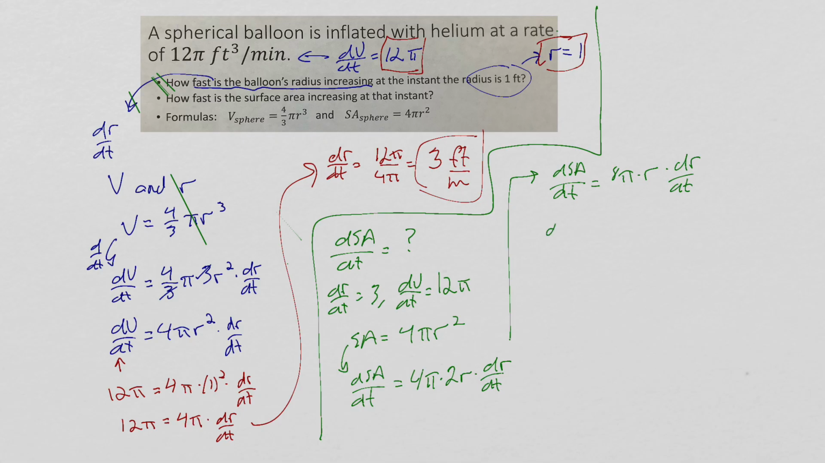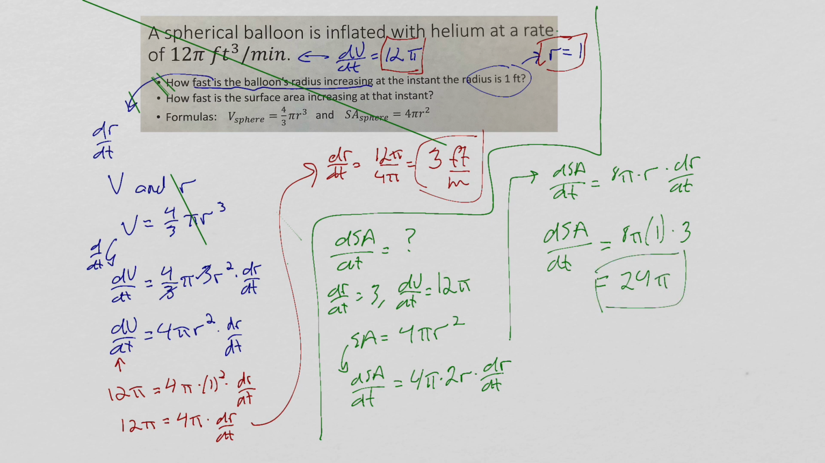So we write dSA over dt equals 8 times pi times the radius, which is 1, times the dr dt, which is 3. I simplify that out, and that gives me 24 pi, and that's my answer for that one. That's the end of the problem, but I do want to comment on something.